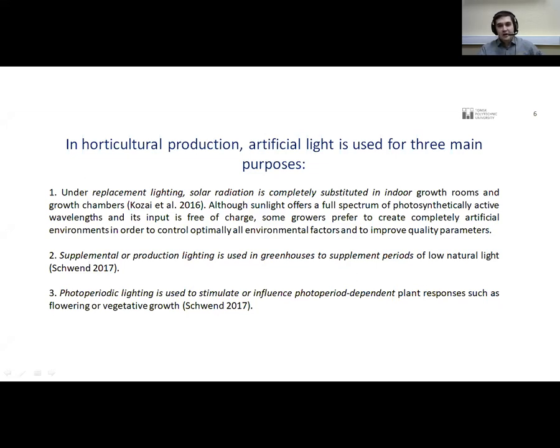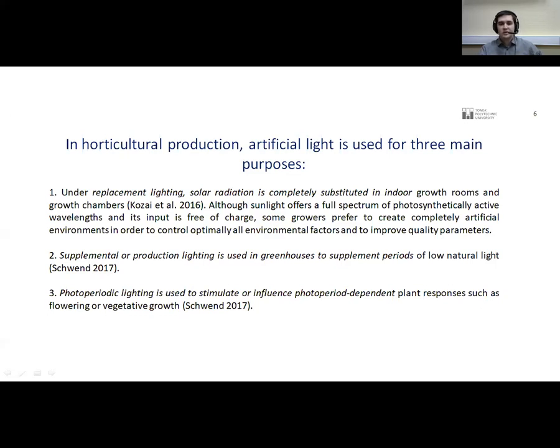This type of vertical farming makes use of artificial light sources as grow lights for the crops to carry out photosynthesis in the absence of natural sunlight. There are at least three main purposes for using artificial light sources in horticulture production. I select the first purpose: the replacement of solar radiation in completely artificial environments, in order to control optimally all environmental factors and, of course, to improve quality parameters.